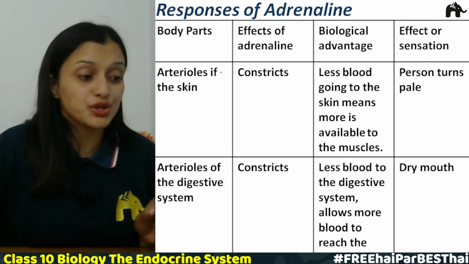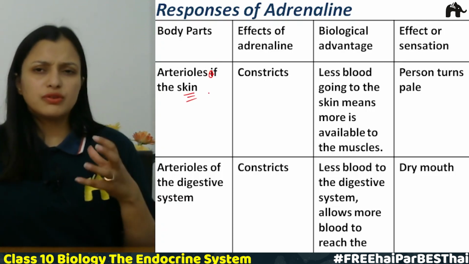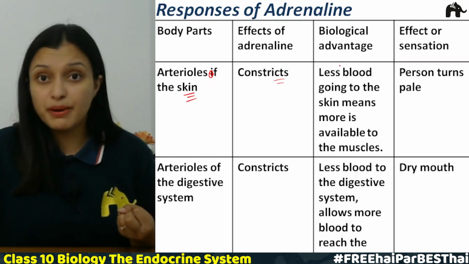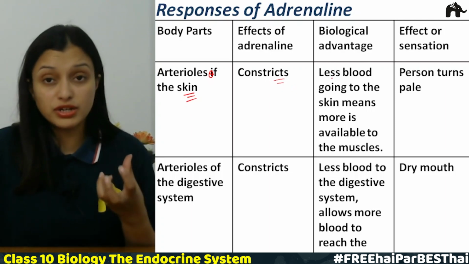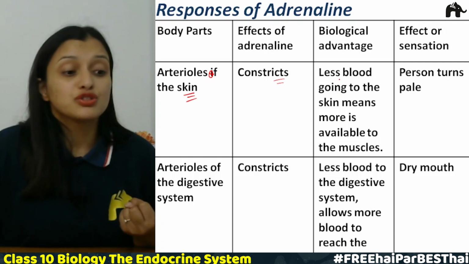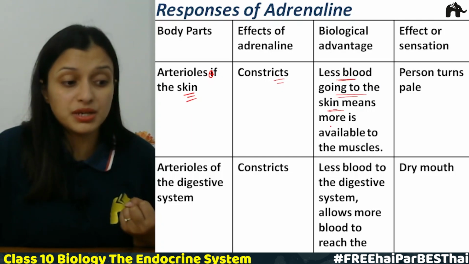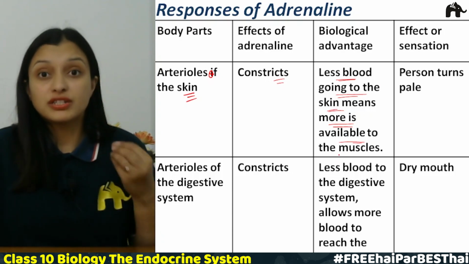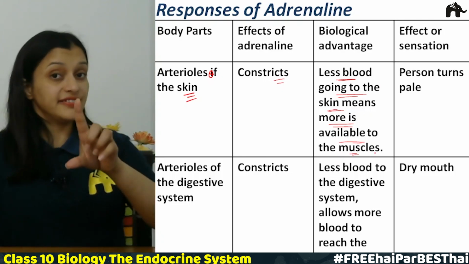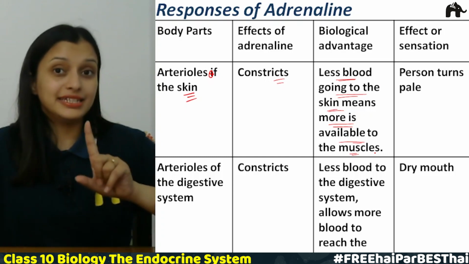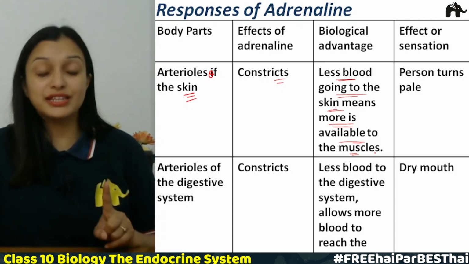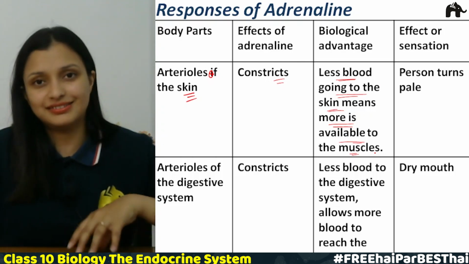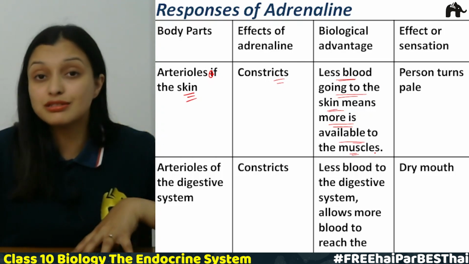So the next is arterioles of the skin. What will happen to the arterioles of the skin? They will constrict. So what will be the biological advantage? What if these arterioles of the skin constrict? There will be less blood going to the skin, means more energy or more oxygen will be available to the muscles, because in that situation when I saw a snake, I need to run away, right? In that situation my skin does not need that much of oxygen, but my muscles do need it.